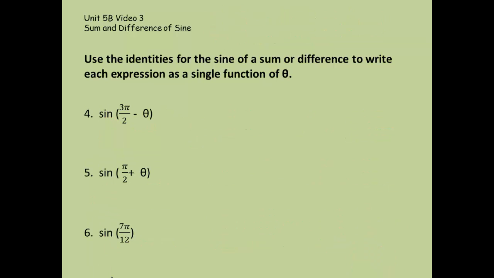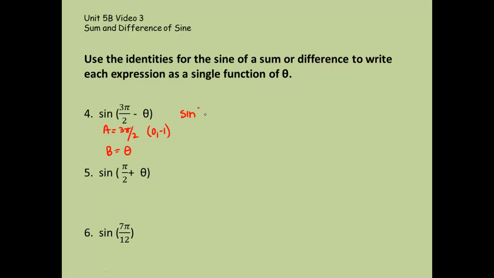Alright, we've got 3 more to try, and these are with radian measures. So my first angle here, angle A, is 3 pi over 2, and my second angle is theta. Well, seeing as it's 270 degrees, the ordered pair is 0, negative 1.